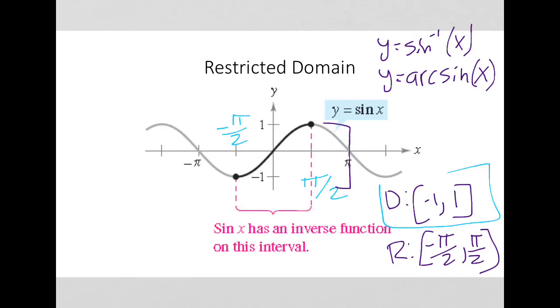This means that since our domain is -1 to 1, the only values you can put into the arcsine function are numbers between -1 and +1. So if you see something like arcsine of 5, you automatically know that that will be undefined because that is not in our domain.